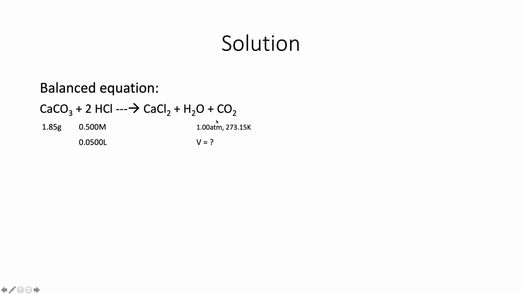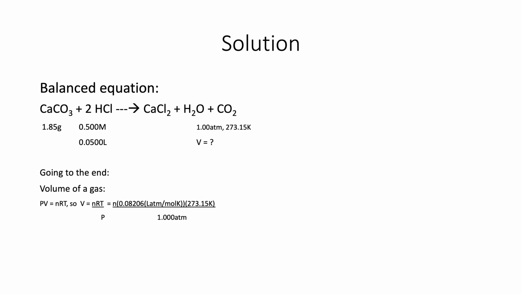Write the information below each substance. So we're told the molarity and volume of the acid. We're told the mass of the calcium carbonate. We're asked about the volume of the CO2. And we're told the temperature and pressure. So, oh my goodness, look at this. Okay, so now we want to get the volume. See if you can tell me something about that question. Volume is nRT over P. And look at that. We have R, we have T, and we have P, but we do not have n.